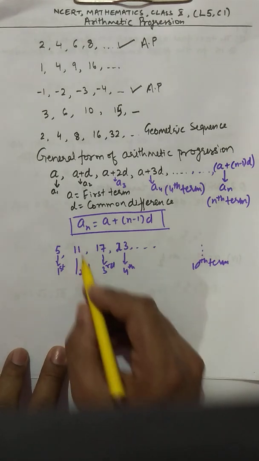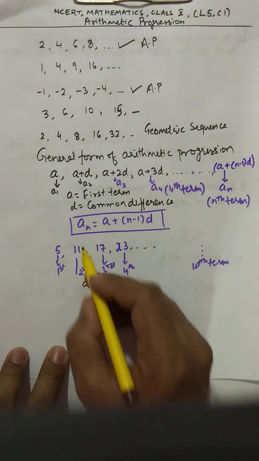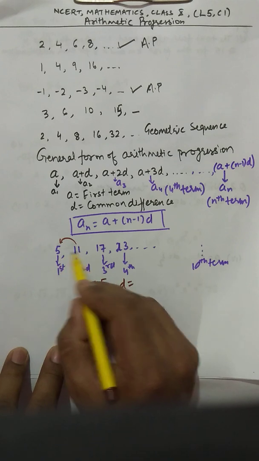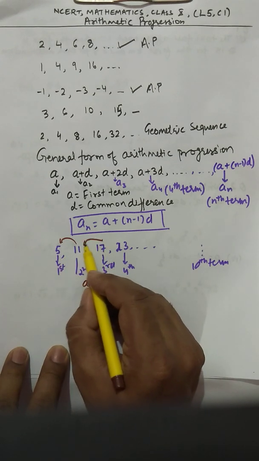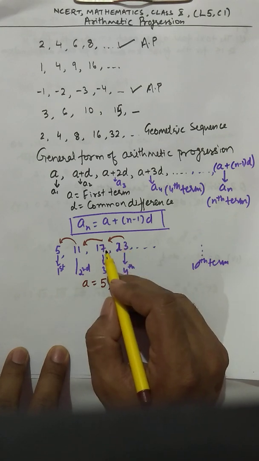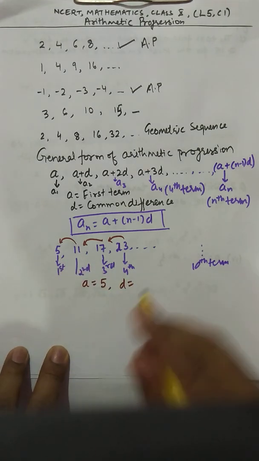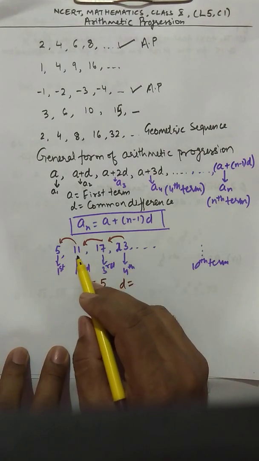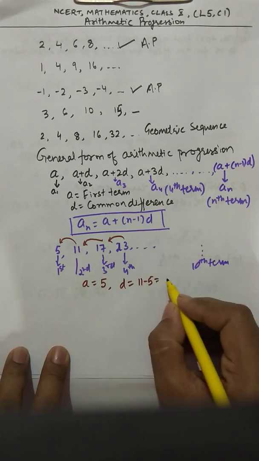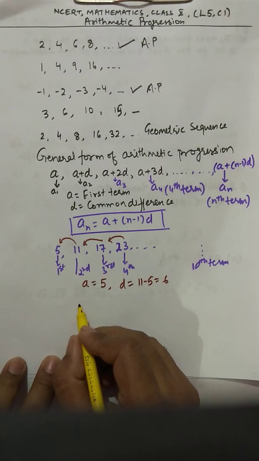So here you see your a is 5, and how d is calculated. From the next term, you take the previous term, you take the difference. And similarly you also see this way, arrows I am putting so that you can understand that 23 minus 17 you have to do, 17 minus 11 you have to do, 11 minus 5 you have to do. So in all these differences you will see that there is a common difference. That difference is 11 minus 5, that is 6. So once you get a and d, now it's very simple.